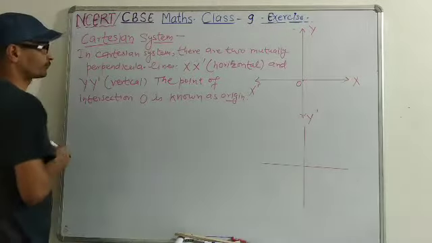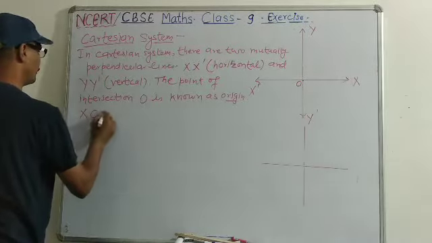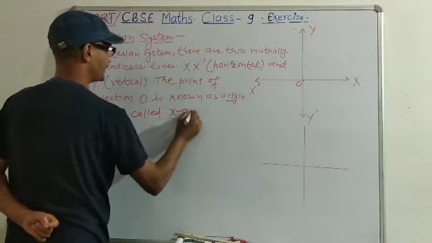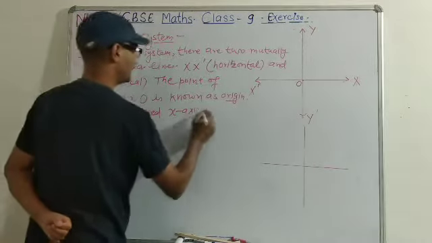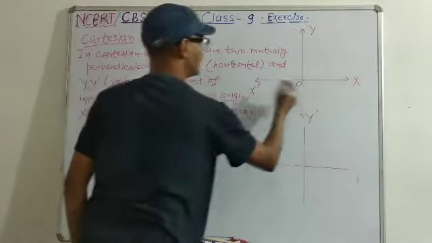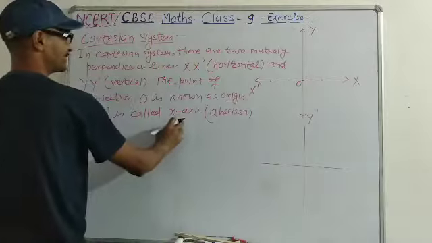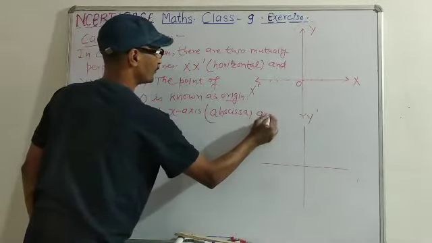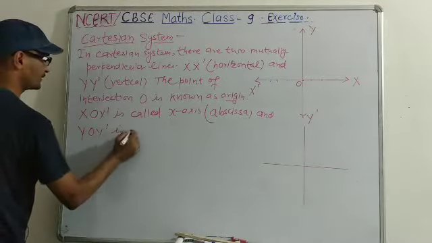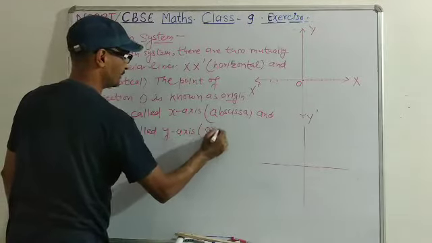And now next thing, X O X dash is called the x axis, and its other name is abscissa, A-B-S-C-I-S-S-A. The points on this number line, on the x axis, are called the x axis or abscissa. And this Y O Y dash is called the y axis, and its other name is ordinate.